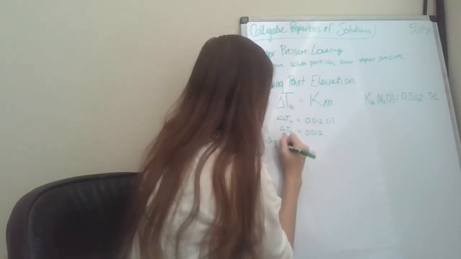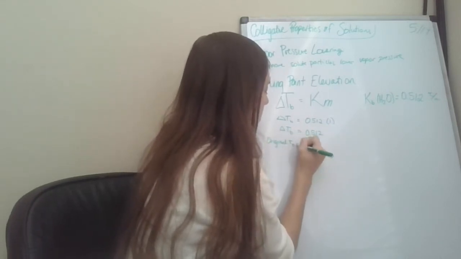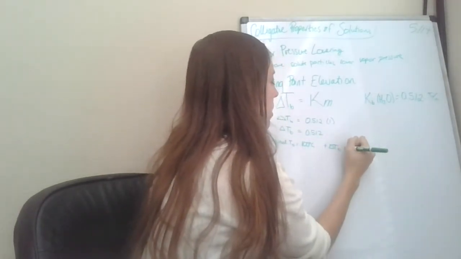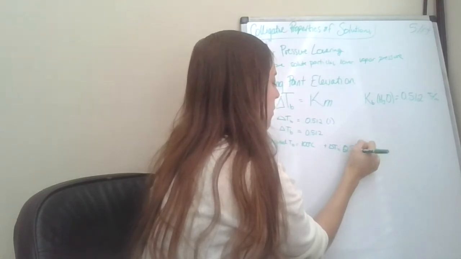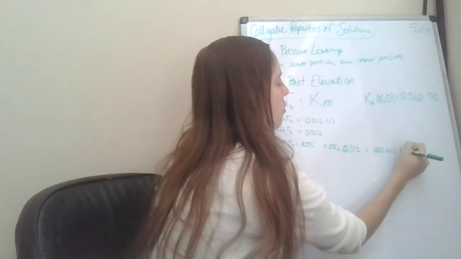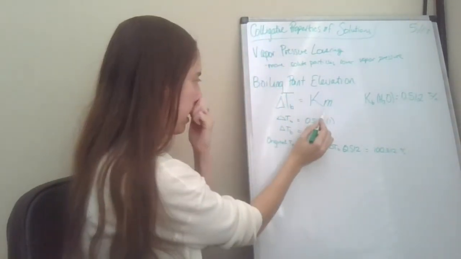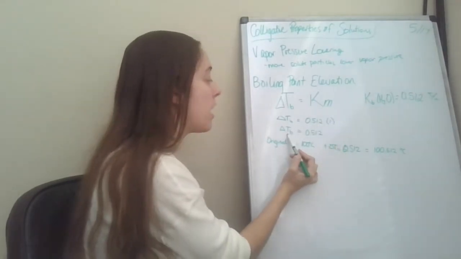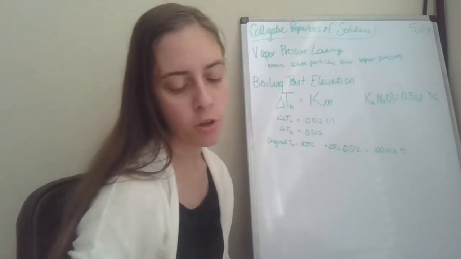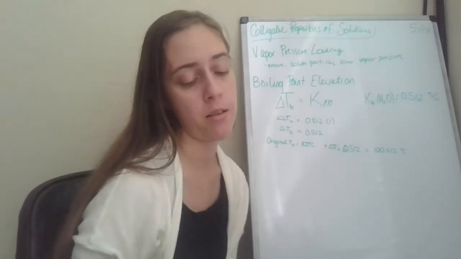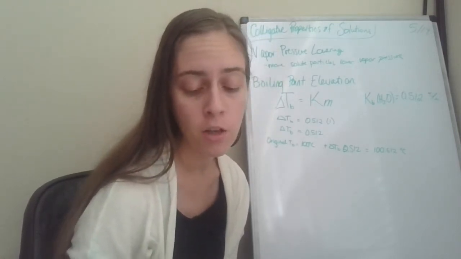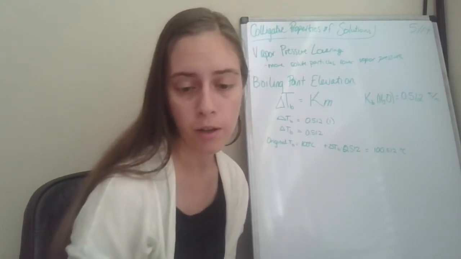Your original boiling point is 100 degrees Celsius, plus your change in boiling point, which is 0.512. So 100 plus 0.512 equals 100.512 degrees Celsius. So because it's a 1 molal solution, you plug a 1 in there, that's your constant. Your change, that means you have to add that to the original. Okay? So like vapor pressure lowering, boiling point elevation is a colligative property. The value of the boiling point elevation is directly proportional to the solution's solute molality. So the greater the number of solute particles, the greater the boiling point elevation.